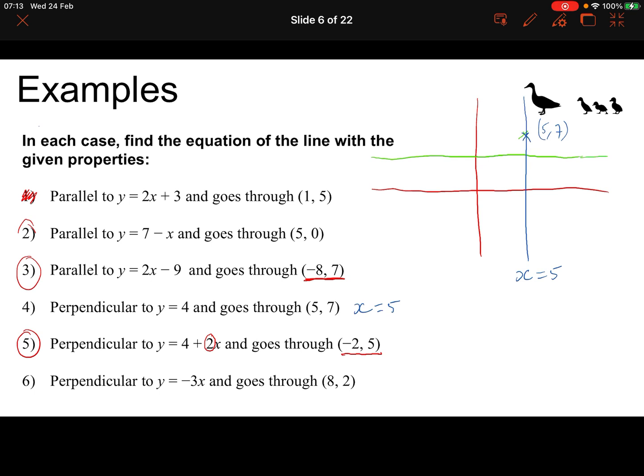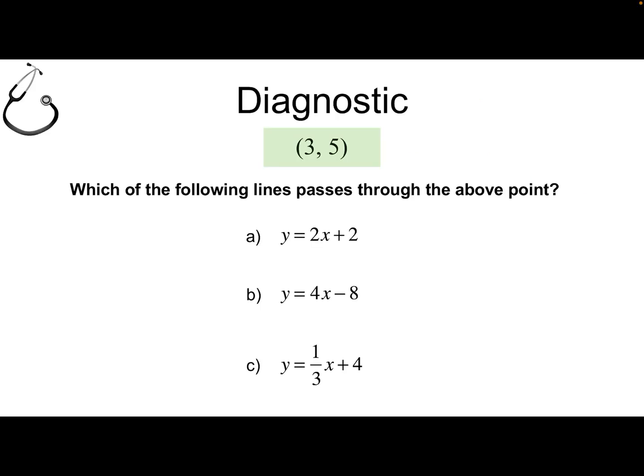Please let me know if anything is not clear. So I'm going to do a couple of these. This is very basic stuff. You've got to remember that when you've got an equation, all you're doing is mapping values of x and values of y. Okay. So which of the following lines passes through the above point? So just substitute in your values of x and y.